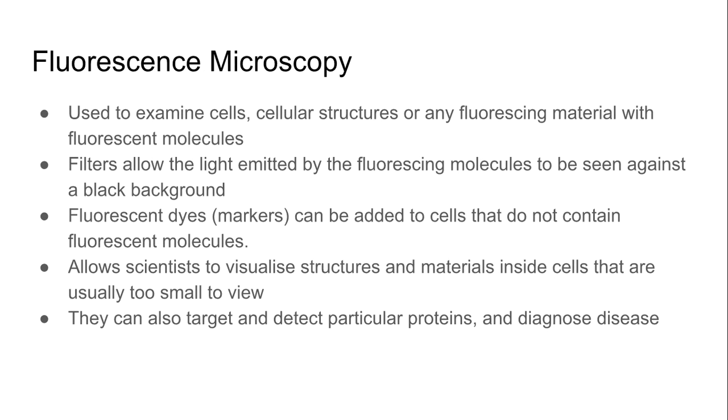When we talk about fluorescence microscopy, we're talking about looking at cells and cellular structures or any fluorescent material that allows the light that is emitted by these fluorescing molecules to be seen against a black background. We can add these dyes or markers to the cells, and it allows scientists to visualize structures and materials inside the cells that are usually too small to view. It also allows us to inject specific dyes and markers which allow us to detect particular proteins and diagnose specific diseases if we know which markers they will take up and cause to fluoresce.